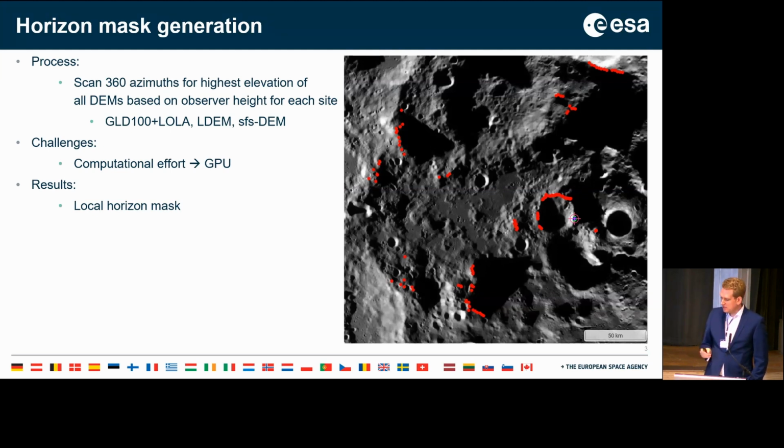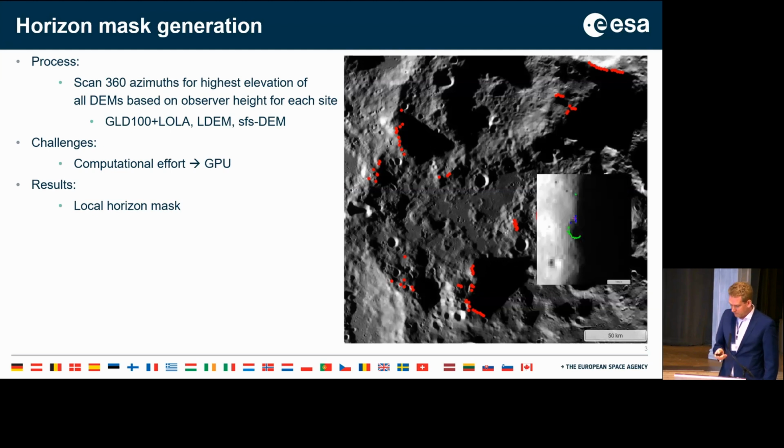Now, as you may see on the bottom part, in this region and up here, we can't see any red dots. I hope you can actually see them at all, which is because this is only the GLD 100. But if we zoom in, we can see that the defining topography for the local horizon for our landing site over here is actually either the green or the blue dots. So this is the LDEM and the shape from shading DEM. So it's rather the local topography being very close by. And this is why we're using these different DEMs, because it might be that a very small hill nearby is defining, or a large mountain far away.